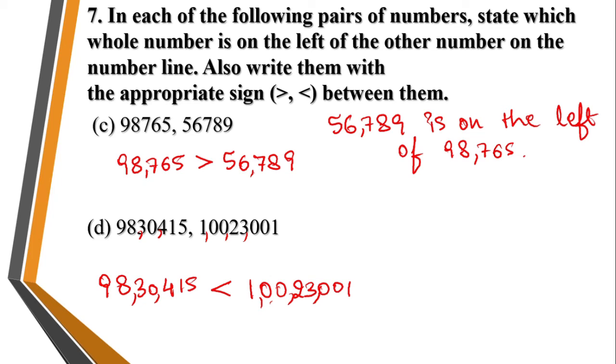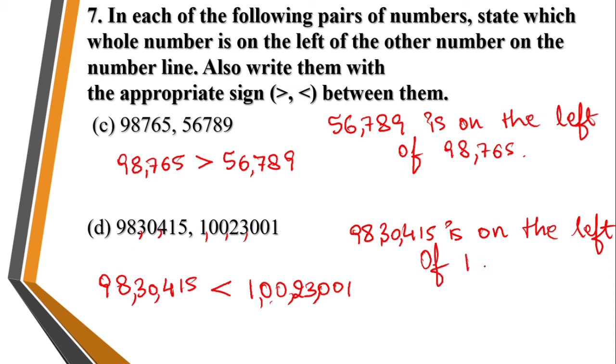Now here 98,30,415 is the smaller number, so it will be on the left of 1,23,001. Now 98,30,415 is on the left of 1,23,001. So this is our answer.